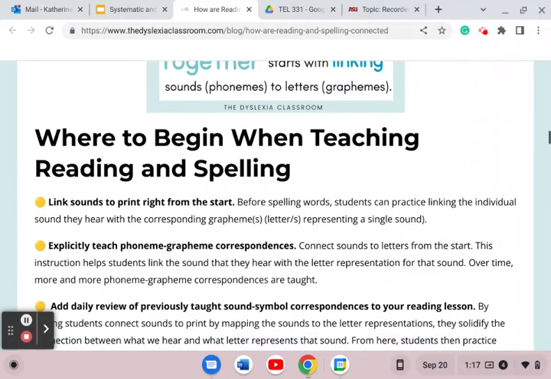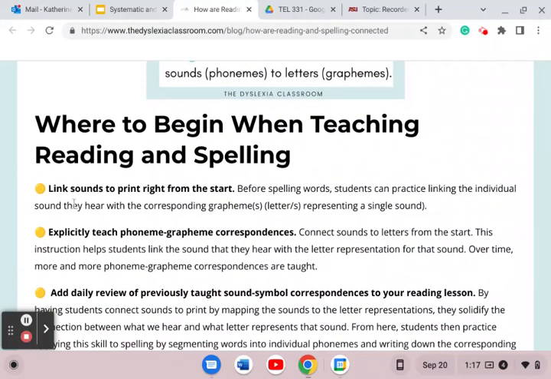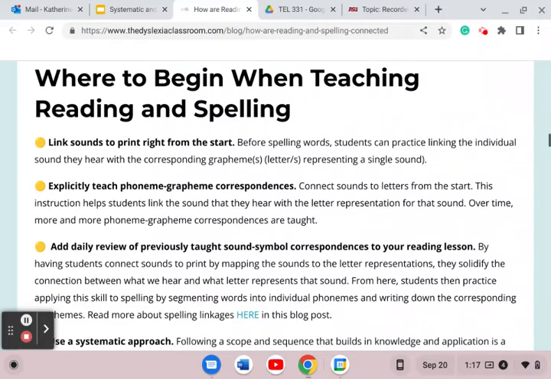So, where to begin? I like the way this breaks it down: link sounds to print from the start. So if you're talking about a letter sound, you're showing that letter. If you're saying all the sounds, make sure you have a visual representation of that letter. Explicitly teach phonemes and graphemes in correspondence. So again, teaching the sound with what the letter looks like. For A, you would have a picture of the A.